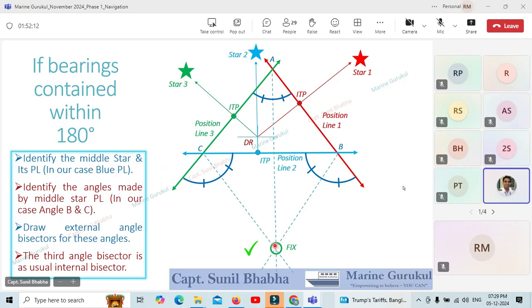So with this, we complete the resolution of the cocked hat in the scenario when the bearings are contained within 180 degrees.